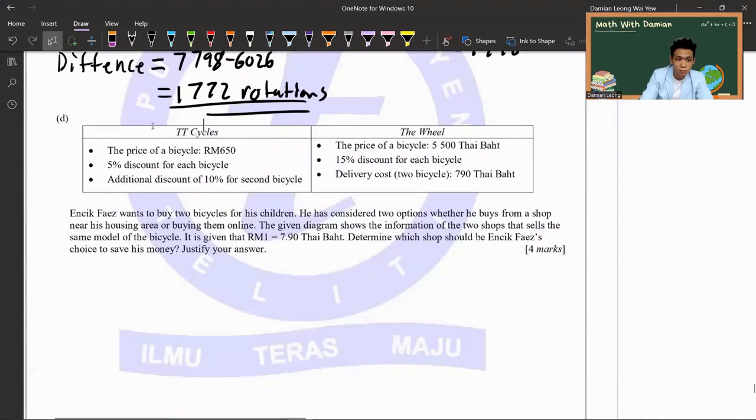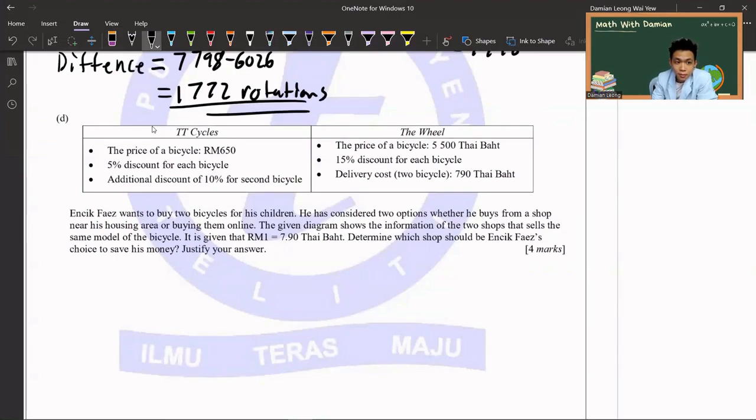And part D, when Jake Fies wants to buy 2 bicycles for his children. Okay, he has considered 2 options, whether he buys from a shop near his housing area or buy them online. So I need to convert between the currency here in order to compare. Okay, I want to determine which shop should be his choice. So I'm given 1 ringgit is 7 ringgit 9 cents in Thai baht. So we can convert ringgit to Thai baht. We can also consider Thai baht to ringgit.